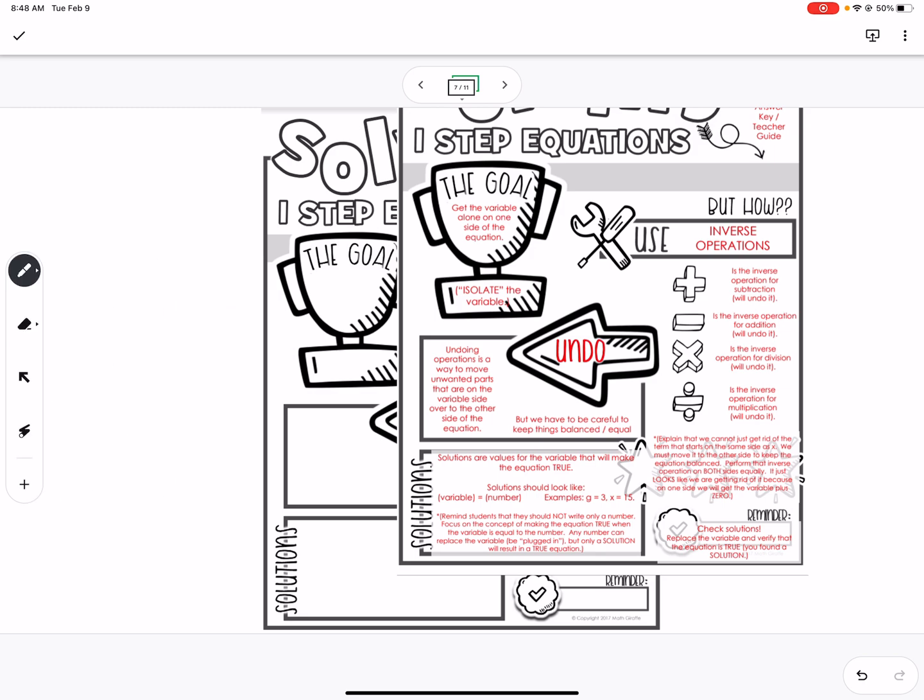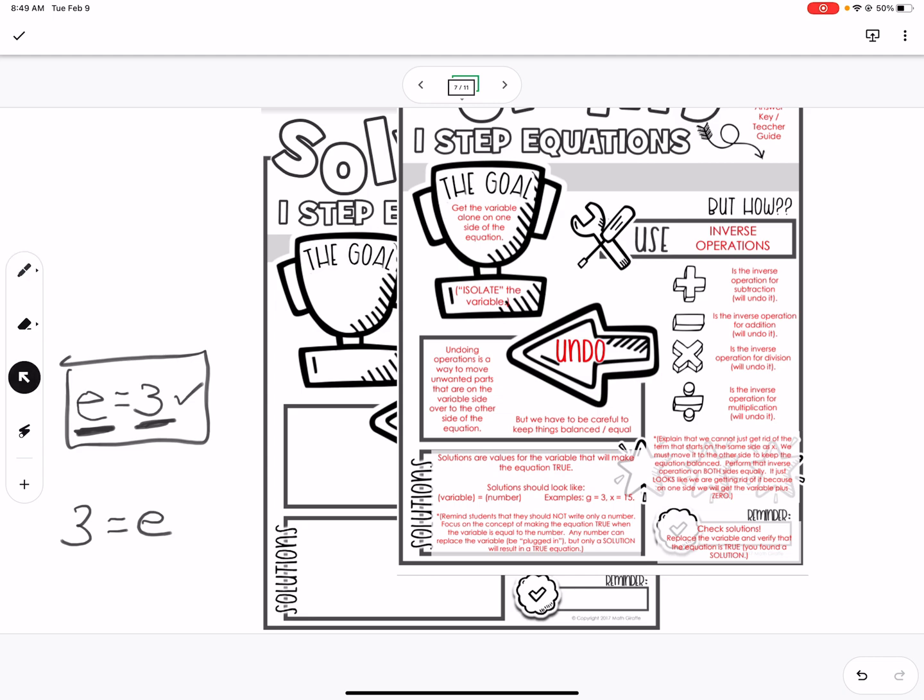Okay. Sometimes your answer will come out like this. Great. But sometimes the answers come out like this when you're doing a problem. You want to just flip it around, so the variable is first, your variable, and then your number. And then you want to check it off.